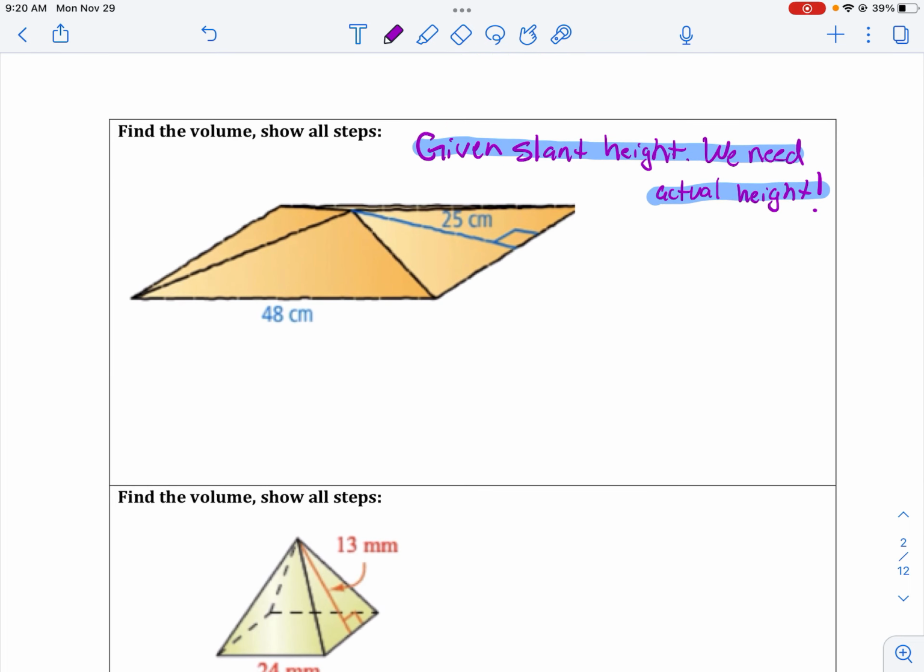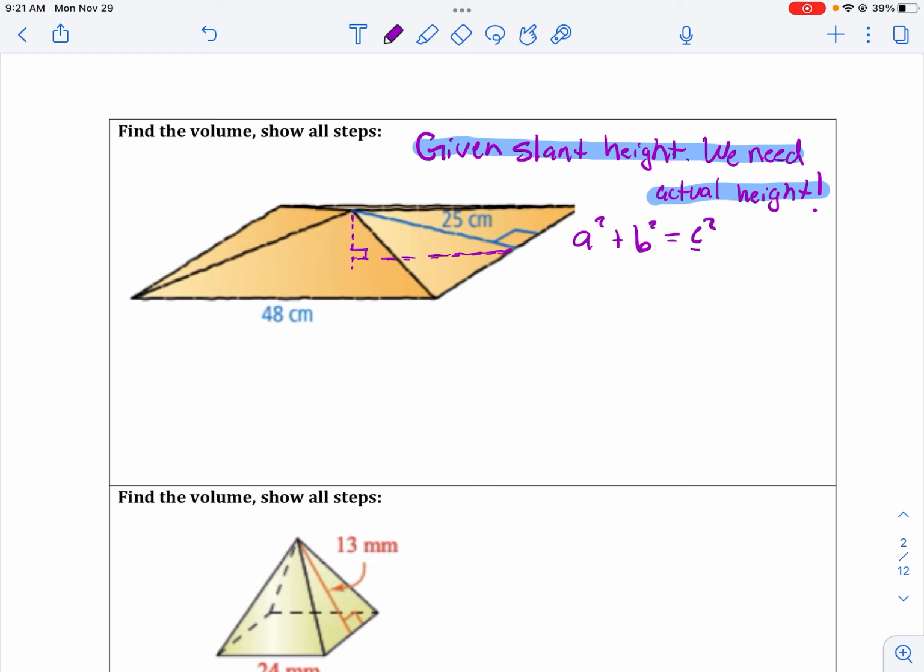Now for this pyramid, kind of a flat pyramid, but they give us the slant height. We are not given the actual height. So I would draw my actual height. And if you notice, if you connect it to where the slant height begins on the side length of the pyramid, you will see that we have a right triangle. We have done slant heights, finding the actual height, back in the Pythagorean theorem chapter. So yes, we are going to have to bring the Pythagorean theorem back.